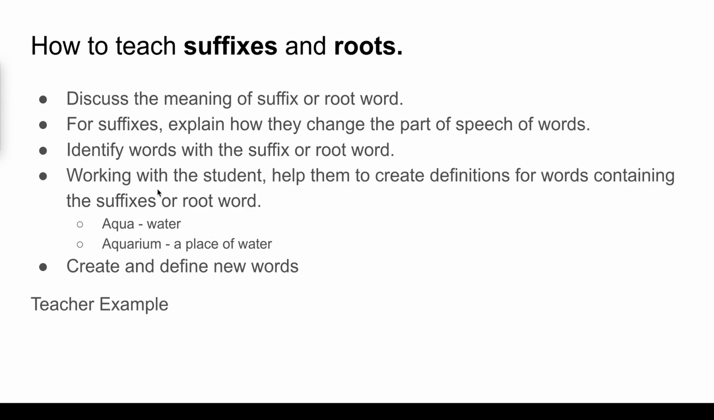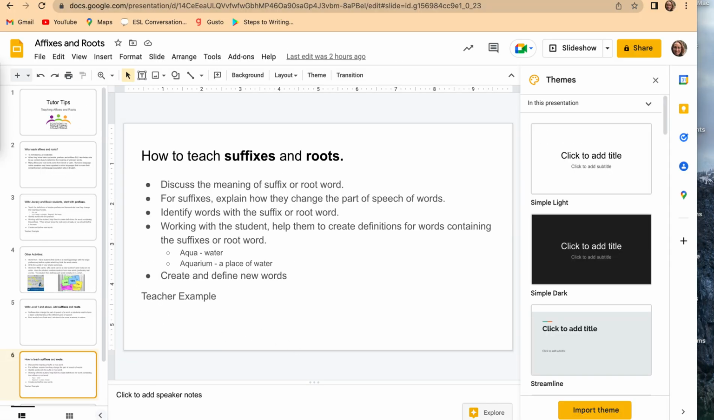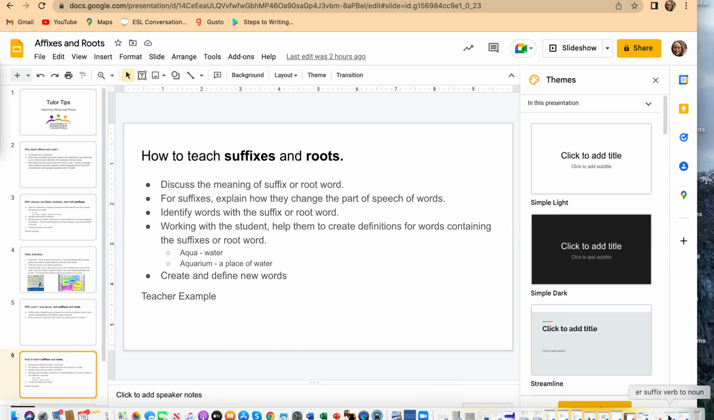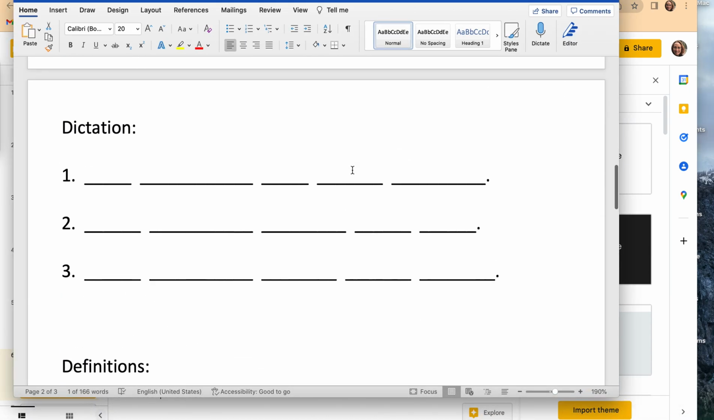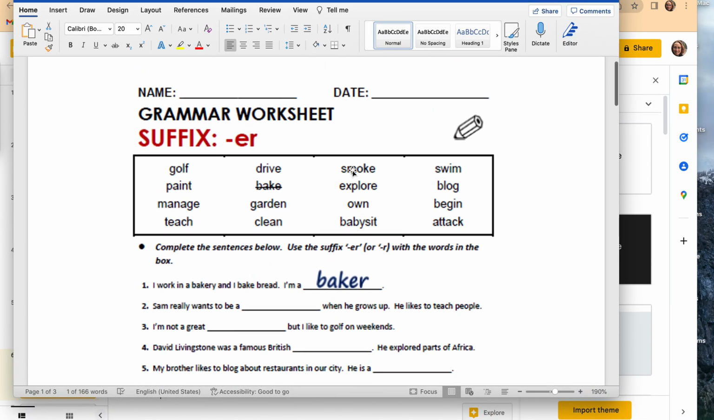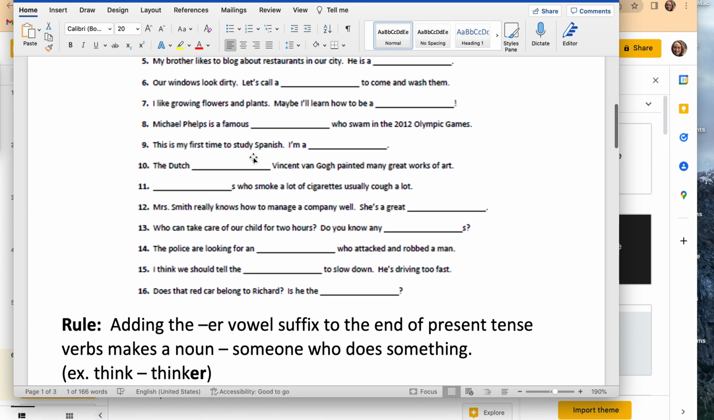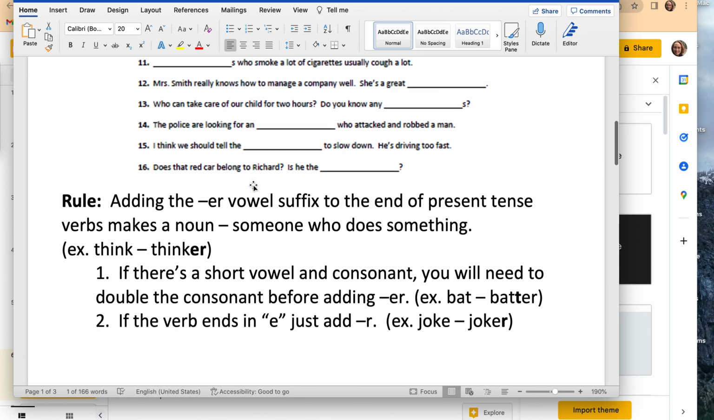So once we define words, we can create and define additional words or new words. So I'm going to give you another example that I've done with my higher level students. Okay, so ER. When we add ER to a verb, we change it into a noun. Okay, so adding the ER suffix to the end of a present tense verb makes a noun. So someone who does that action.